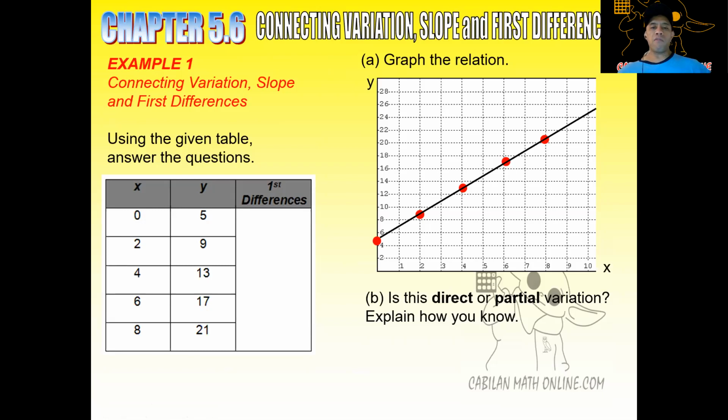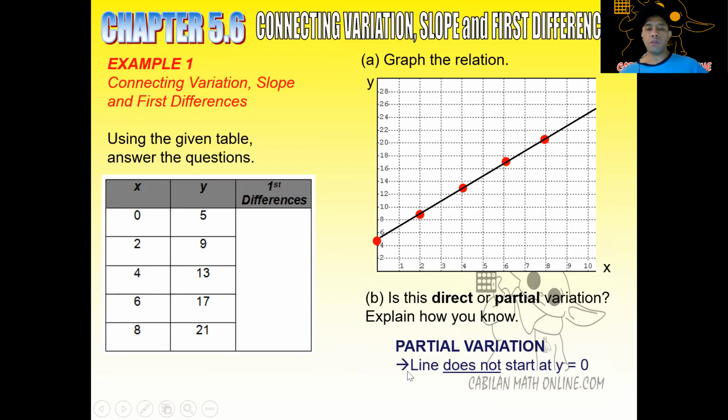All right, for part B over here, it says, is this direct or partial variation? Now remember graphically, the difference between the two depends on where it starts or where it crosses the y-axis. So if you take a look at this graph over here, you notice that this graph starts somewhere other than 0. Specifically, it touches the y-axis here at 5. So since this particular line does not go through the point (0, 0), this would be an example of partial variation, and that's exactly why. The line does not start at y equals 0.